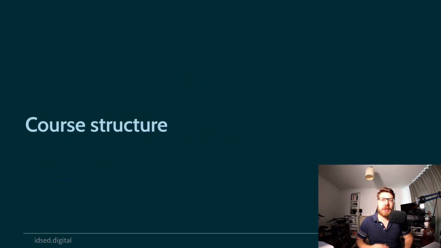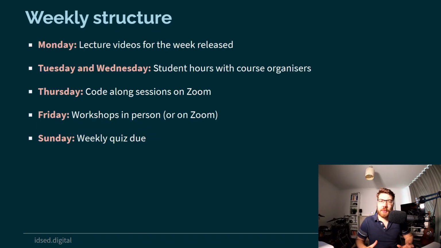Let's start by having a look at the structure of the course and some of the components that make up this course. Each week, different things happen each day. On Mondays we're going to be releasing the lecture videos for that week. Tuesdays and Wednesdays are when the student hours are with myself or Alex, and we'll determine a time later based on when works for you. Thursdays are going to be the code along sessions on Zoom. On Fridays are the workshops, which are mostly going to be in person, but for some of you they're going to be on Zoom as well. And Sunday is going to be the weekly quiz hand-in time. Let's go in and have a look at some of those components step by step.